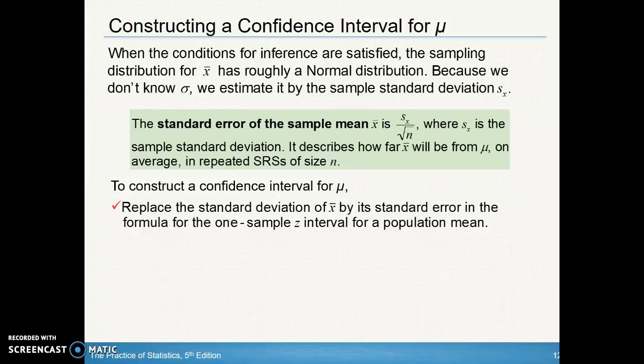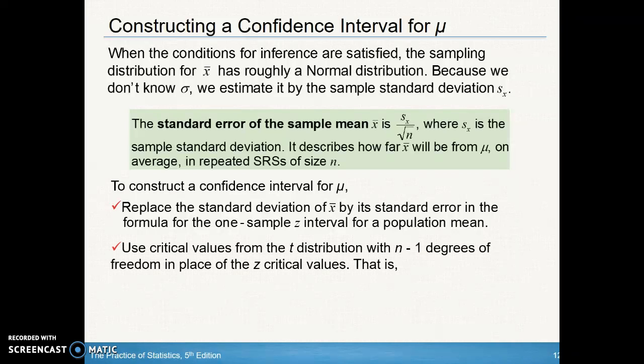Okay, so here's our little rules. Replace the standard deviation of the mean by the standard error, which you see the formula for just above here in the green stripe. And then use critical values from the t-distribution. So t star, remember that, and you use n-1 degrees of freedom.